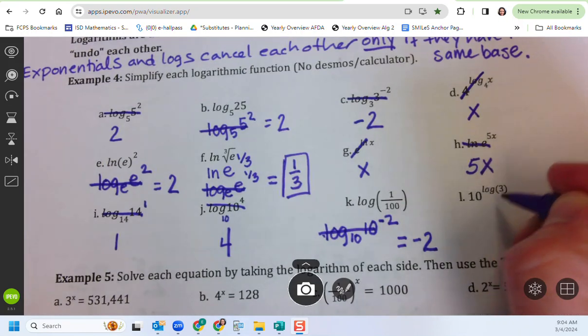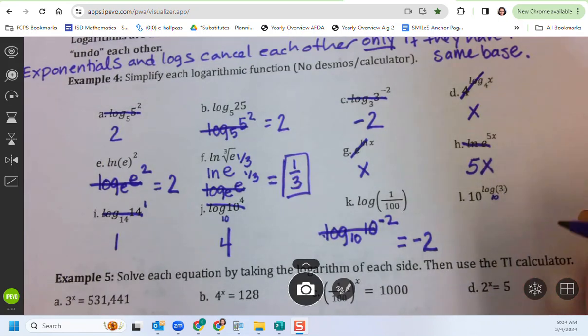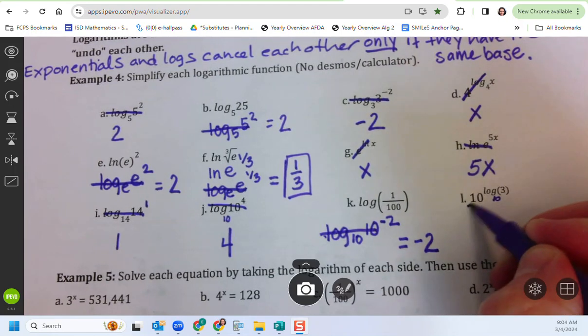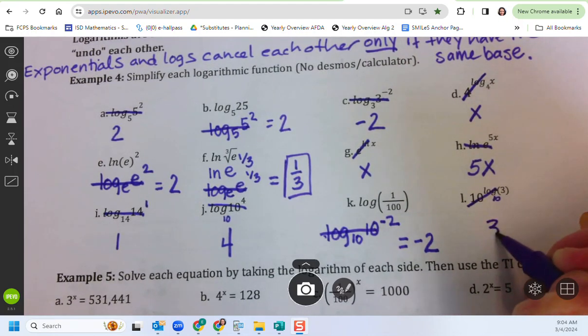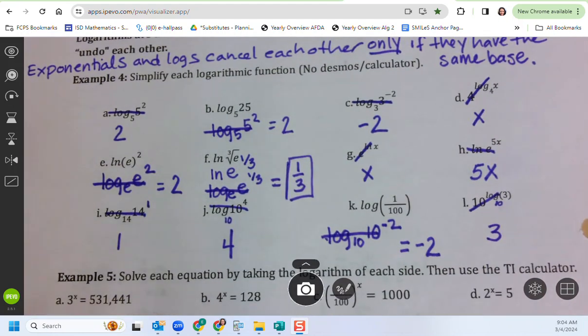Again, I had log here without a base, so that means log base 10. And 10 is the base of my exponential, so I can cancel those out and just have 3. So remember, the reason I'm canceling is because logarithms and exponentials are inverses of each other.